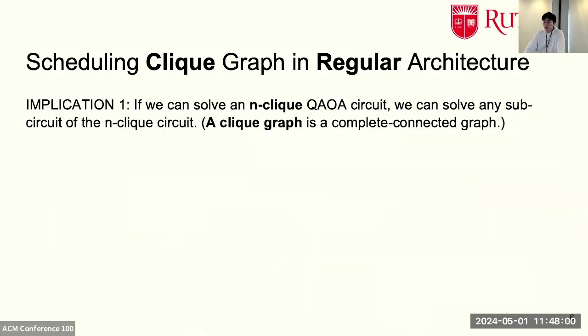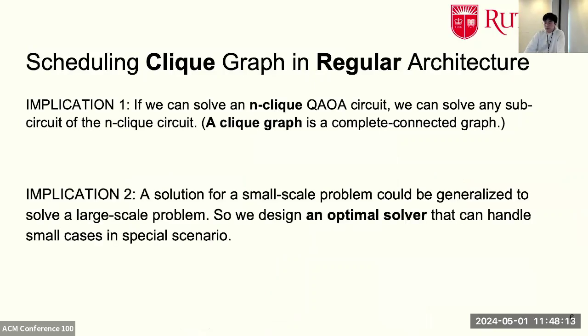Implication 1, if we can solve an n-clique QAOA circuit, we can solve any subcircuit of the n-clique circuit. A clique graph is a completely connected graph. Implication 2, a solution for a small-scale problem could be generalized to solve a large-scale problem. So we designed an optimal solver that can handle small cases in special scenarios.